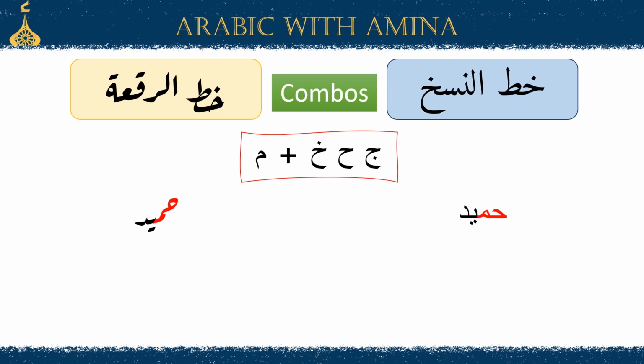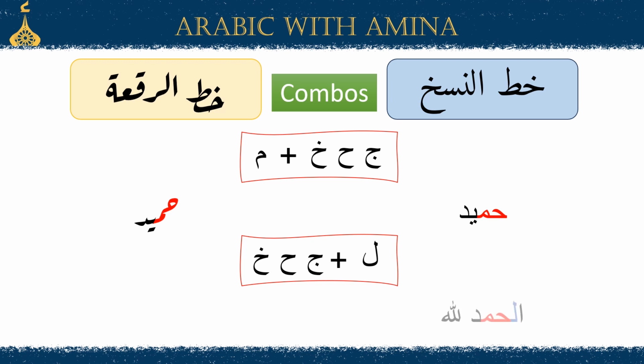And if we were to put the letter lam before either jim, ha, or kha, such as in the word alhamdulillah, it would look like this in Reqaa. The lam is on top of the ha, and the ha is on top of the mim. So it's like a stack of letters. And this is to show you that more than one combination can be present in a single word.